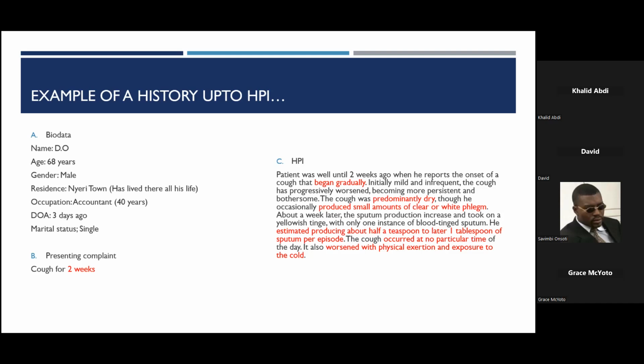And then the cough occurred at no particular time of the day. This is also an important question to ask, as David highlighted, in cases like asthma, it's usually worse at night and early in the morning. So by this statement alone, occurred at no particular time of the day, I think it's safe to rule out asthma. It also worsened with physical exertion and exposure to the cold. Here we've captured exacerbating factors very nicely.